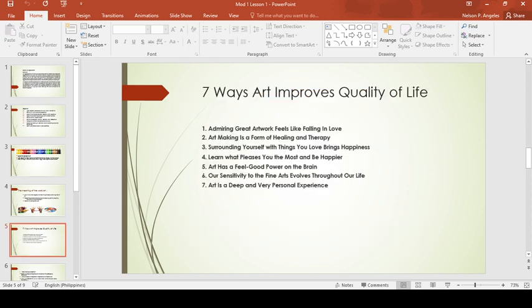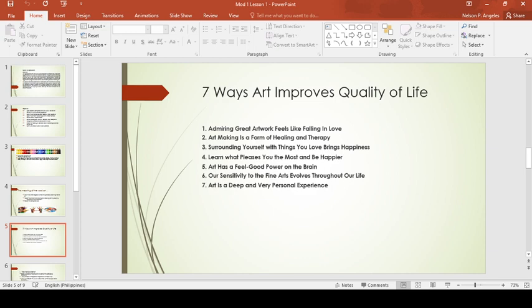So there are 7 ways that art improves quality of life. No? So we have the first: admiring great artwork feels like falling in love. No? This science confirms what all our art lovers already knew in their hearts. So art appreciation promotes quality of life and makes you feel good deep inside.